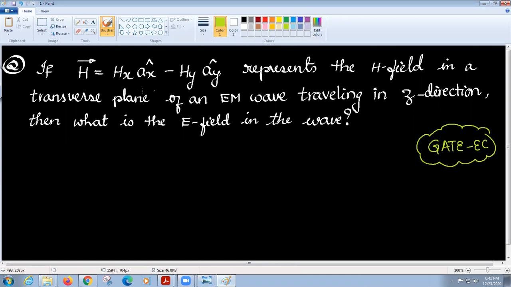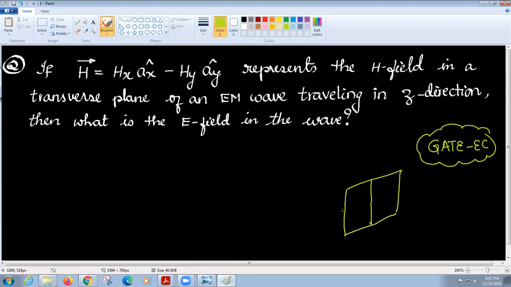If H is given like this, Hx Ax roof minus Hy Ay roof represents the magnetic field in a transverse plane of an electromagnetic wave traveling in Z direction. Then what is the electric field in the wave? That means it's very simple. Given H, you need to find E.